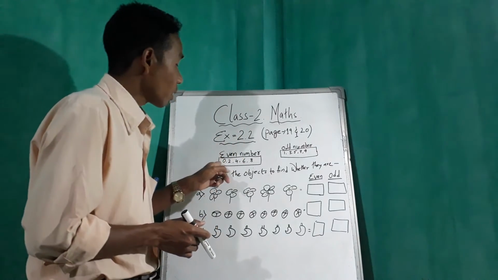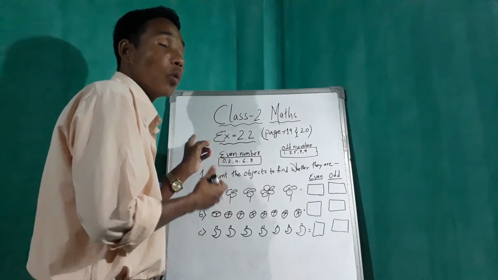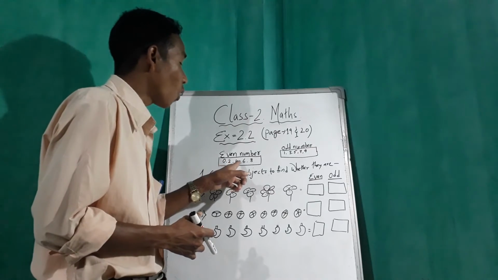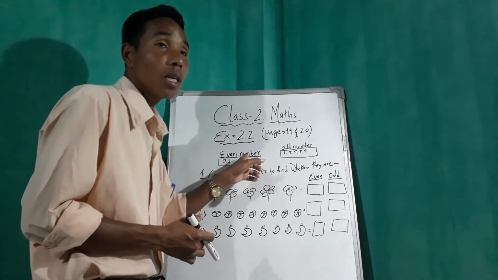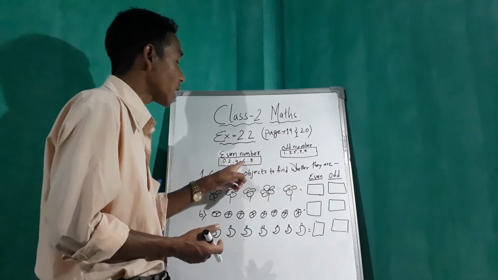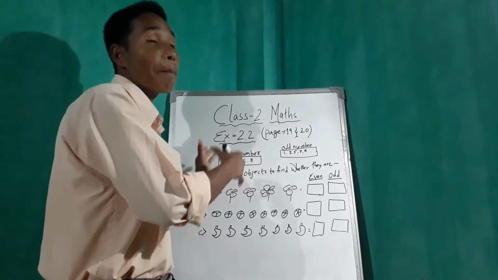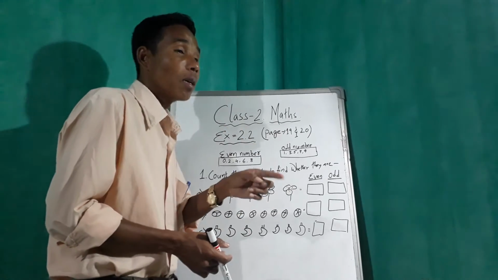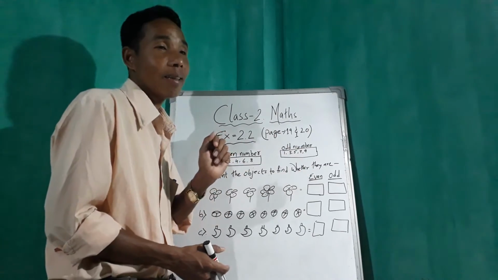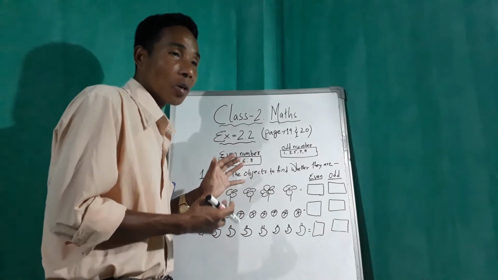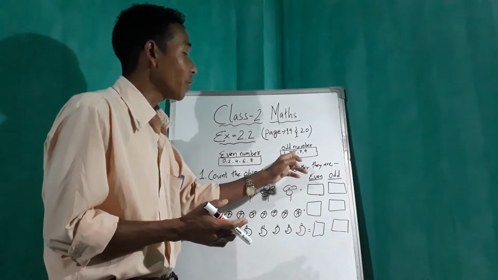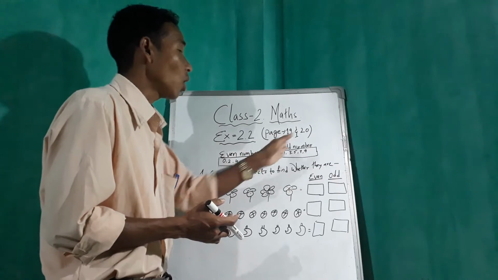The numbers which end with 0, 2, 4, 6, 8 are called even numbers. That means the numbers which end with 0, 2, 4, 6, 8 are always in pair. And the numbers which end with 1, 3, 5, 7, 9 are called odd numbers. Have you understood? See, odd numbers are 1, 3, 5, 7, 9.